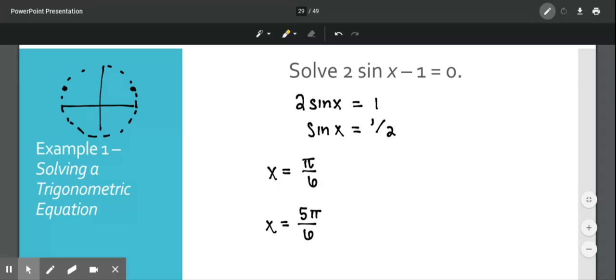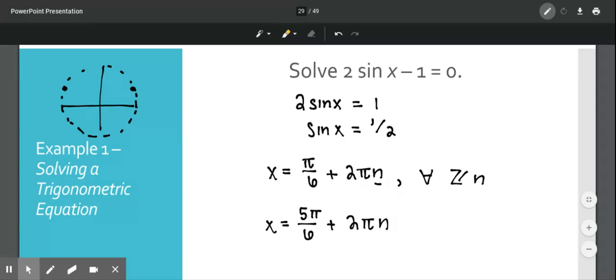So if our domain is not restricted, we actually have to say x is pi over 6, and then we'll say plus 2 pi n, which means if you keep going around that circle, which is 2 pi, an infinite number of times, because this means for all integers n. So you go in a positive or a negative direction infinite times, you'll continue to hit that point. So same thing here, plus 2 pi n.